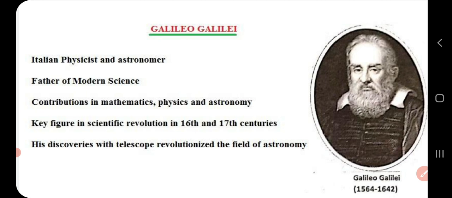Today we will learn about two scientists. One is Galileo Galilei, and the other one is Isaac Newton. Now here there is nothing much to teach. We can just read through it. I have included the points here. Galileo Galilei is an Italian physicist and astronomer, known as the father of modern science. He made a lot of contributions in mathematics, physics, and astronomy, and he is a key figure in the scientific revolution in the 16th and 17th centuries. His discoveries with the telescope revolutionized the field of astronomy.